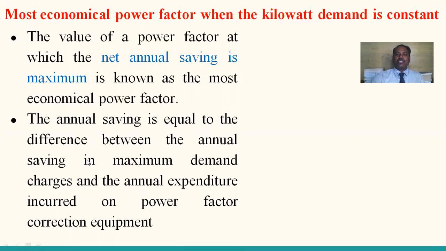What is the net annual saving? It is the difference between the annual saving in maximum demand charges and the annual expenditure incurred on power factor correction equipment. So how much you are spending for improving the power factor, and what are the maximum demand charges which come as a profit. Yes.